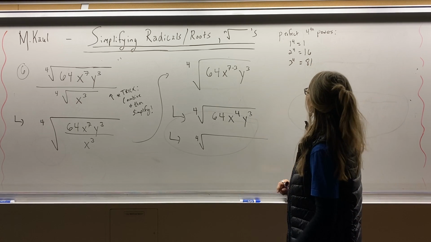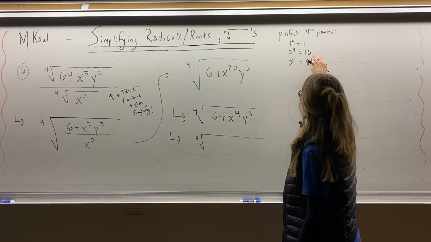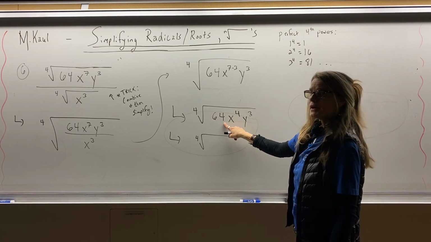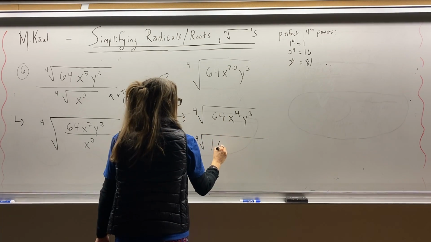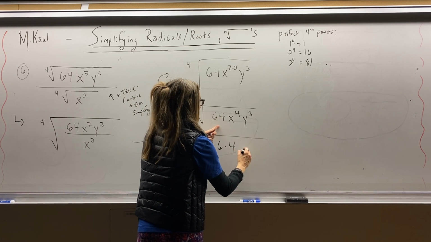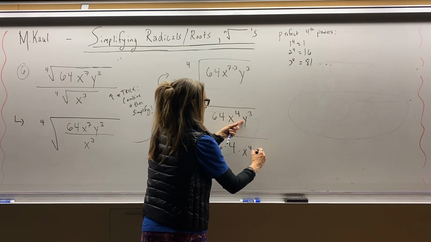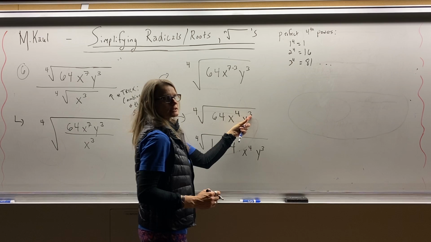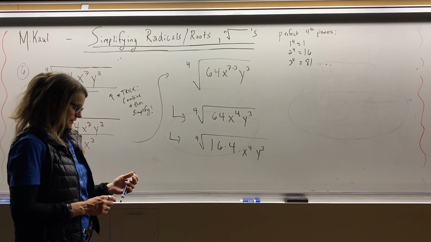So obviously that doesn't work. But dot, dot, dot. We could see that 16 is a root here. We could break this down into 16 times 4. X to the 4th is a perfect 4th root. And y to the 3rd is just y to the 3rd. We don't even make it to 4 here, so it'll be left over underneath.